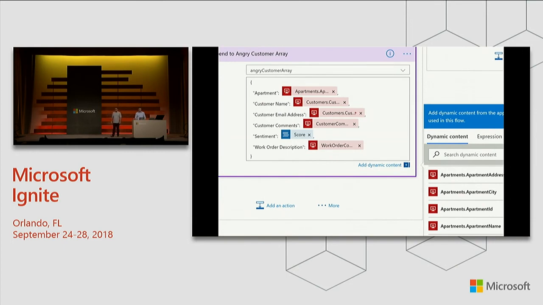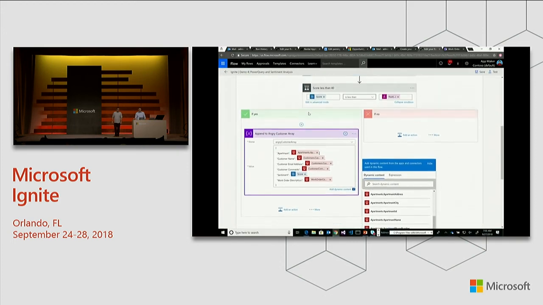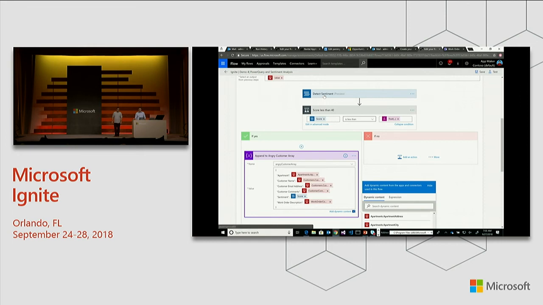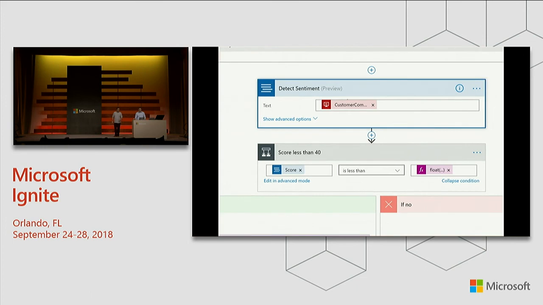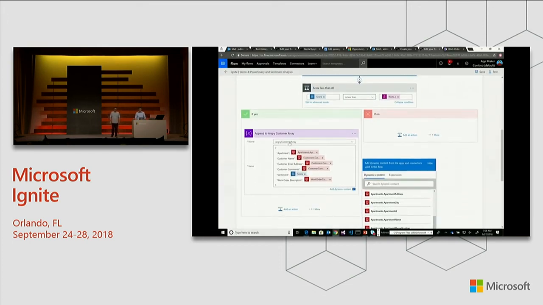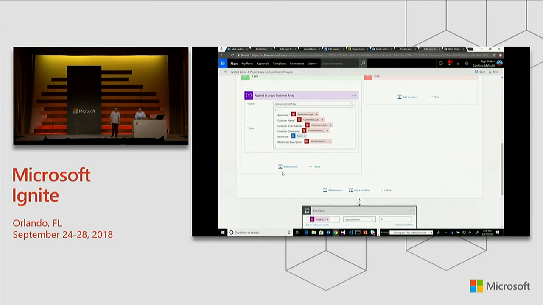I can use information from Power Query itself, like the name of the apartment, the customer name, and the customer email address, but also include the sentiment score that was returned from the sentiment analysis service. And that's this step right here. It's very simple. We pass in the customer comments, and then check the score. In this case, we're going to check to see if it's less than 40. That's our threshold. They have aspirations to become better, but we started with 40%. If it's less than 40%, then we add that complaint to this array.